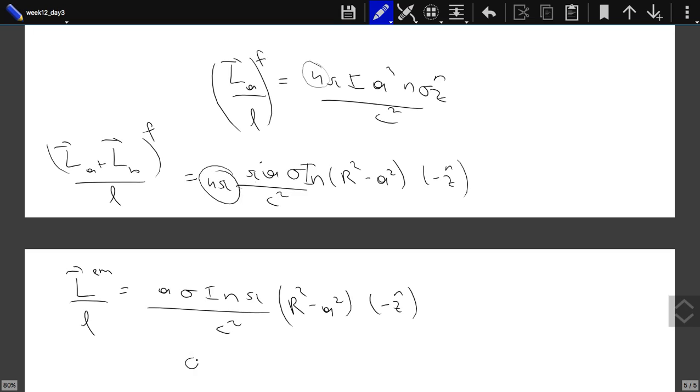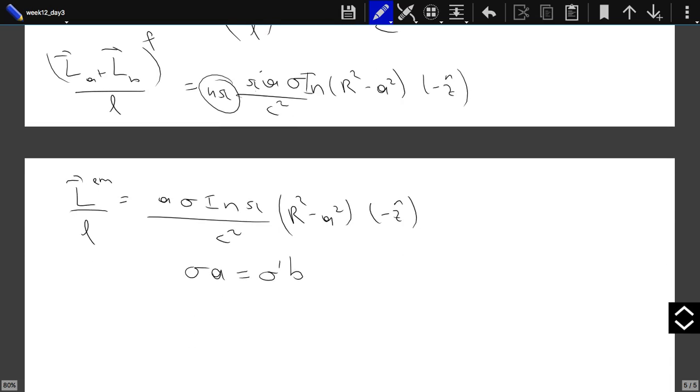So you see, furthermore, we know that sigma times a should be equal to sigma prime times b. So in principle, this outer cylinder, we can just put it very far away. So b is very large, but then sigma prime will be negligible. So actually we can even set it to infinity. We put zero charge at infinity, but nevertheless its contribution to the angular momentum conservation just turns out to be finite. Like 0 times infinity uncertainty.